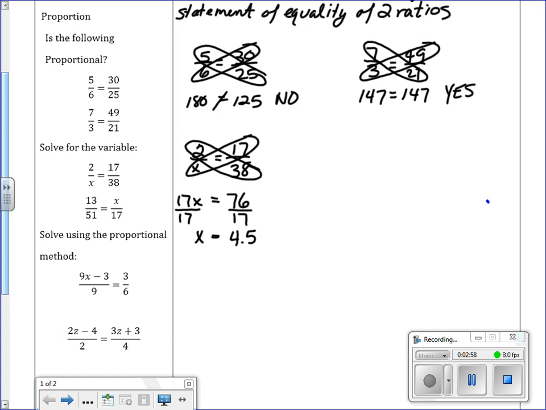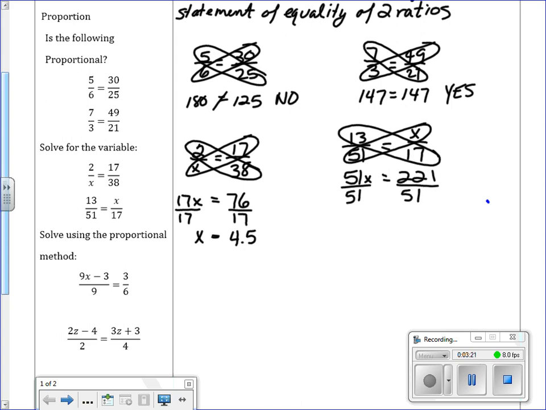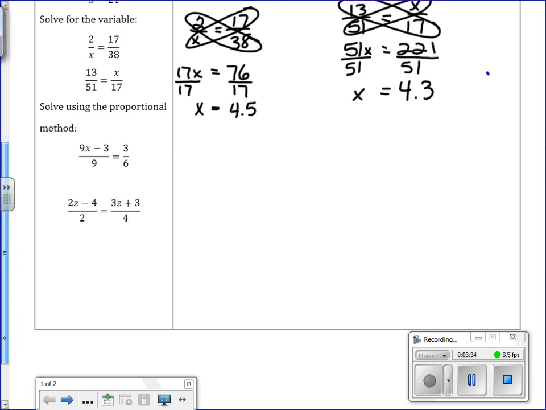So then we had 13/51 equals x/17. And I cross multiply, and I have 51x equaling 13 times 17, and that is 221. Divide both sides by 51. And x ends up equaling 4 1/3, or 4.3 repeating. Okay, this is all review. Let's go ahead and talk about what you're going to be getting into here in algebra.